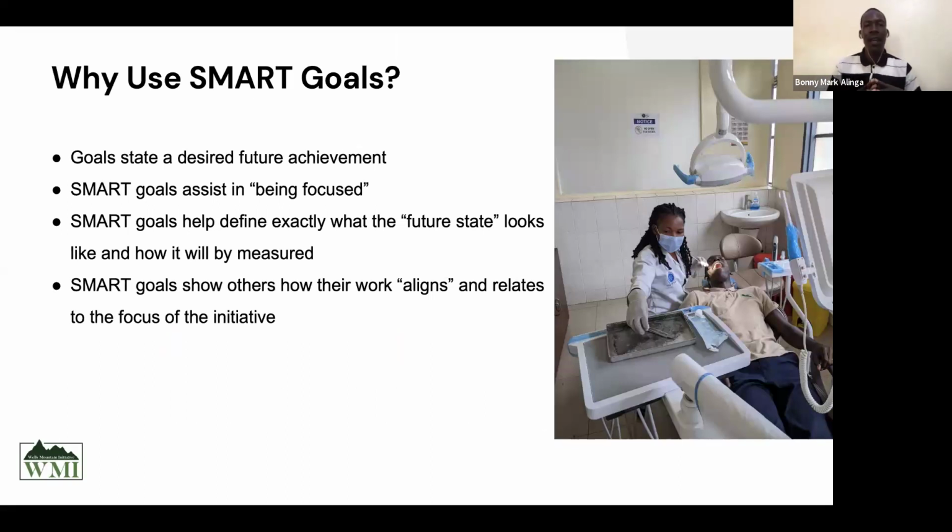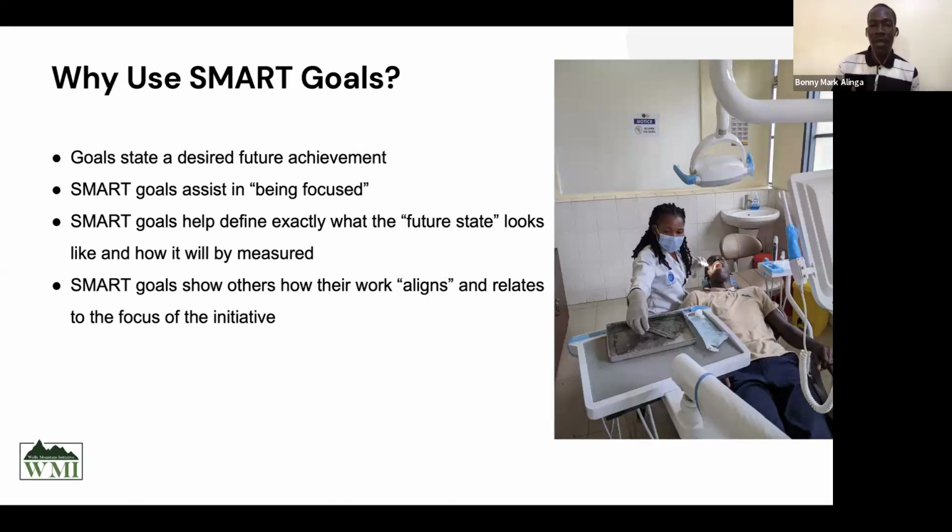So why do we have to use the SMART goal? One, the SMART goal states the desired future of the achievement that you and me in the organization want to achieve. The SMART goals assist in being focused as you go through your programming and your systematic implementation of events. This assists you to remain focused on what you intend to achieve. SMART goal also helps you to define exactly what the future state looks like and how it will be measured.